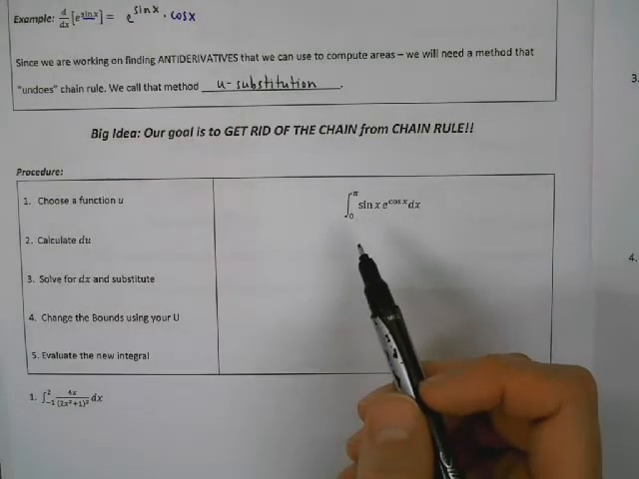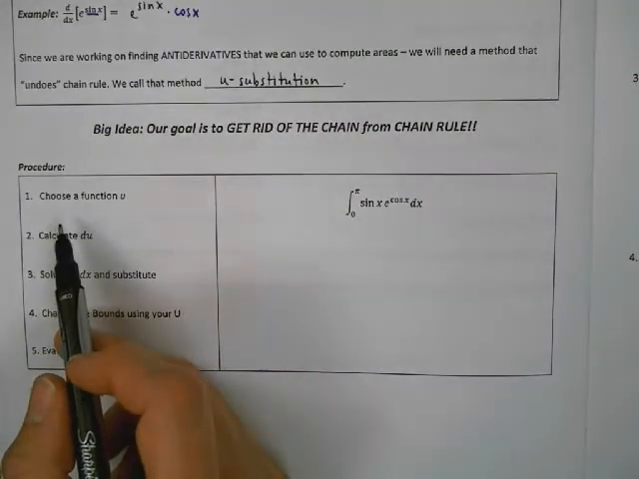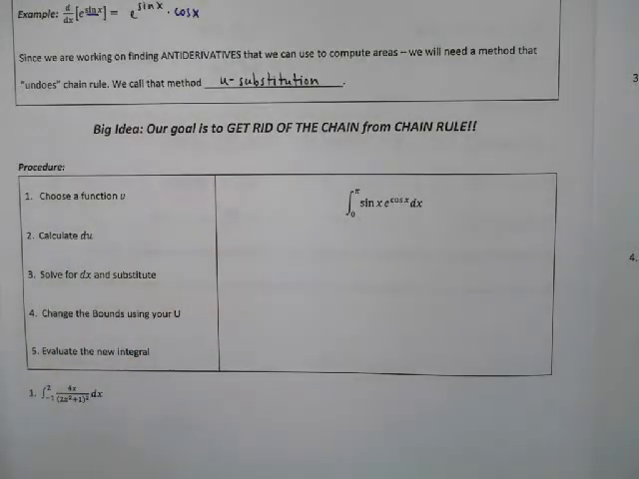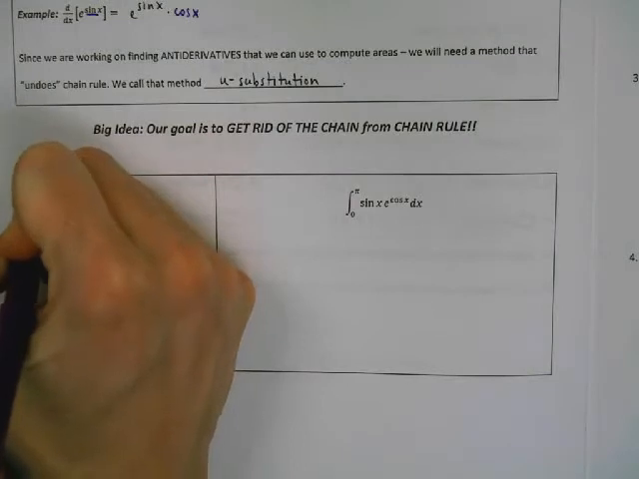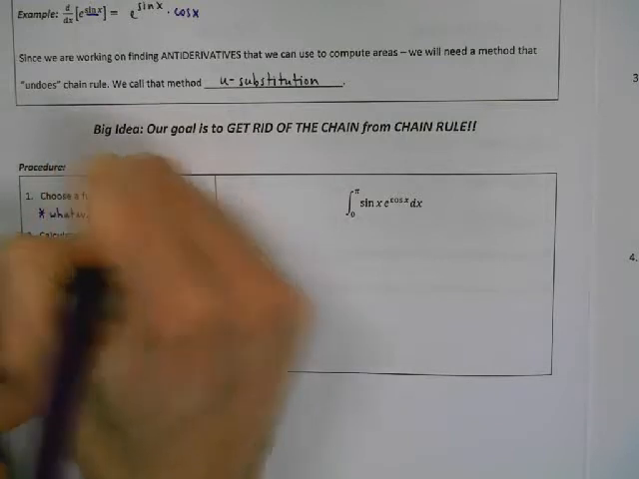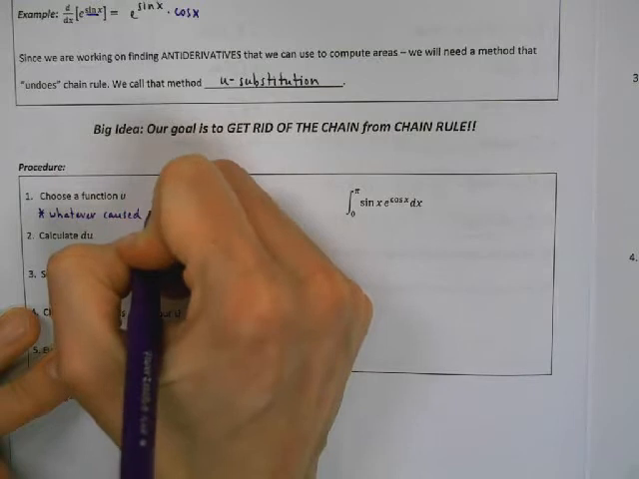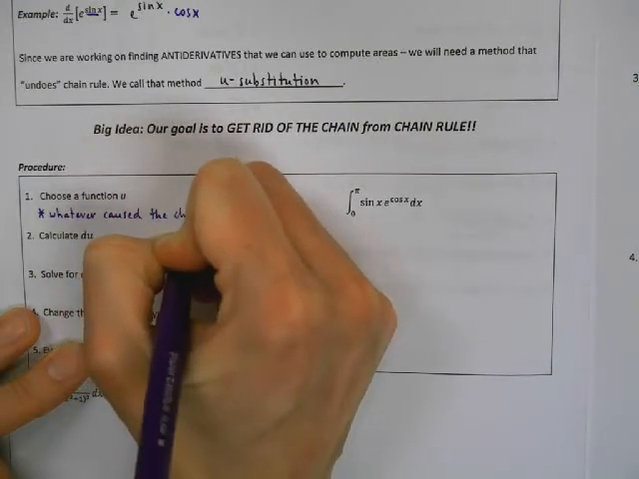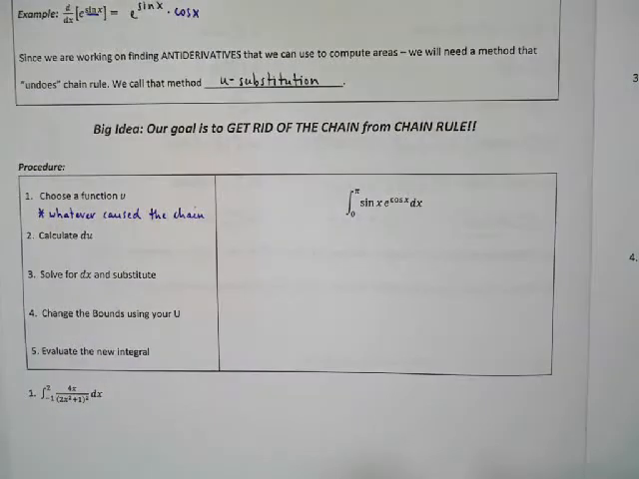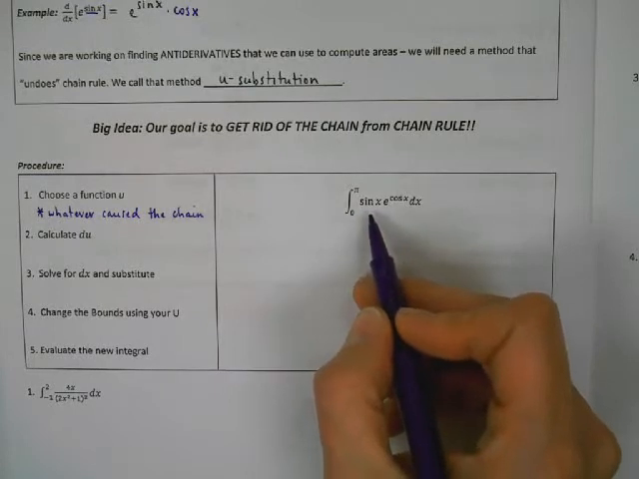So here's how this is going to work. Our first step is to choose a u. And when we pick this, we choose a u based on whatever caused the chain. So what thing in there is causing this extra piece to happen in the chain rule? So if I look at my function, sine of x actually isn't causing me a problem.